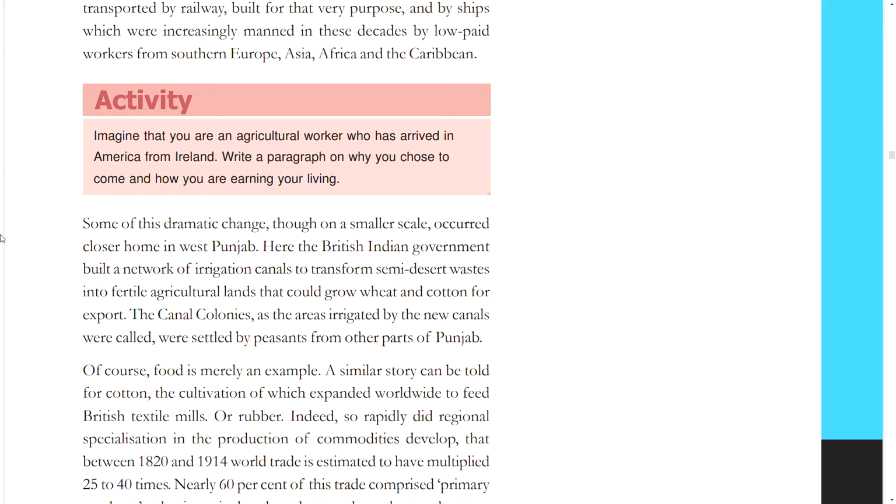Activity: Imagine that you are an agricultural worker who has arrived in America from Ireland. Write a paragraph on why you chose to come and how you are earning your living.